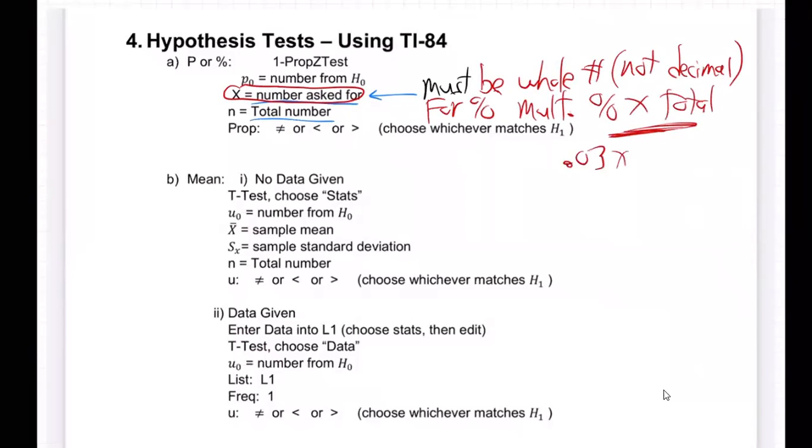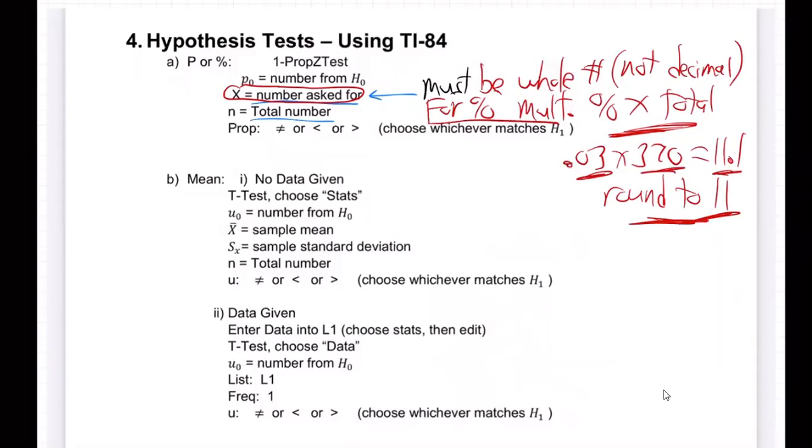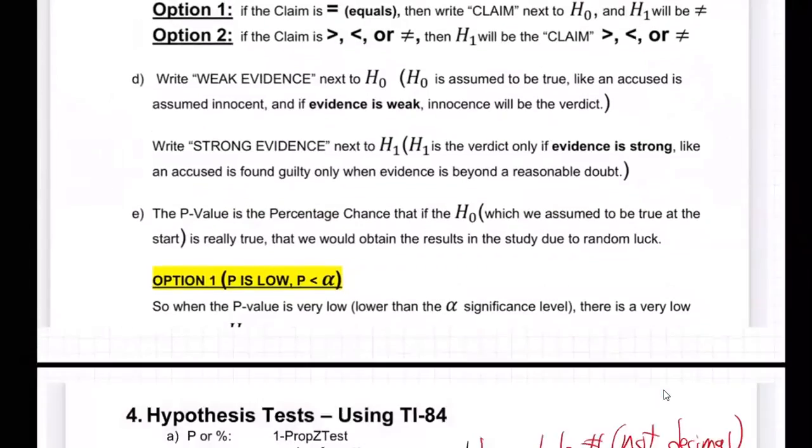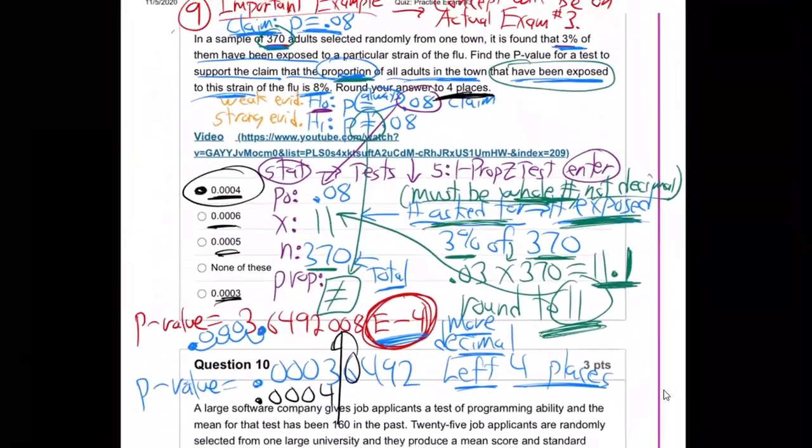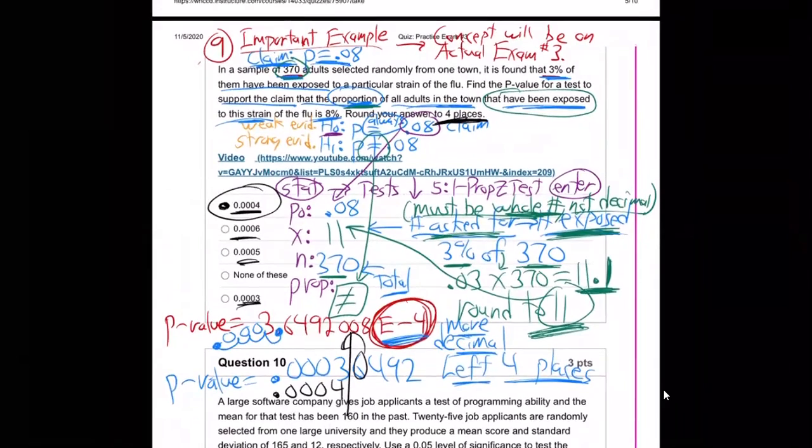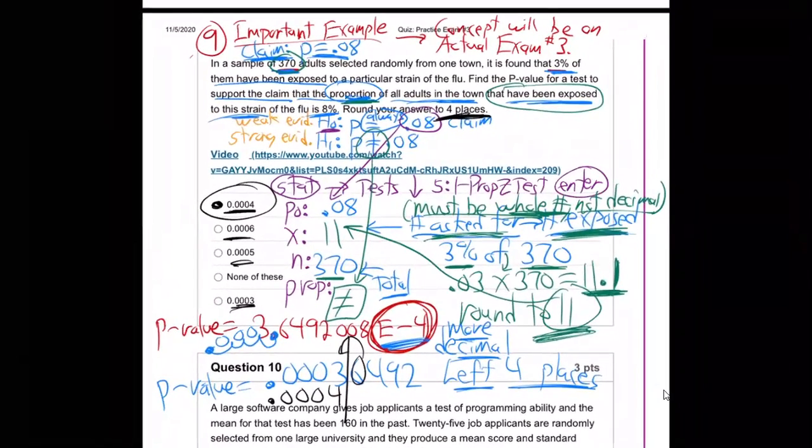I took 0.03 times 370 and got 11.1, and then I rounded it to 11. I would just write an example right there. See, I just wrote out an example of what I'm talking about. For a percentage, multiply 0.03 times 370, get that, and then round it. So that's what I would do, is write something like that for myself right next to that. All right, I'm going to move up and out of this problem. So there it is, a tricky question. I hope it all makes sense for you and that you master all that for the exam.